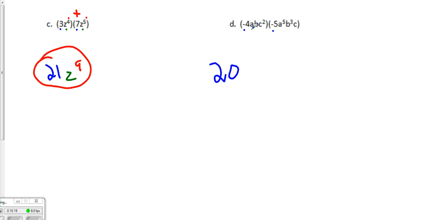Start with our variables a and a. Remember, this is like an a to the first power, a to the 1. 1 and 5 will add up to 6, a to the 6th power.